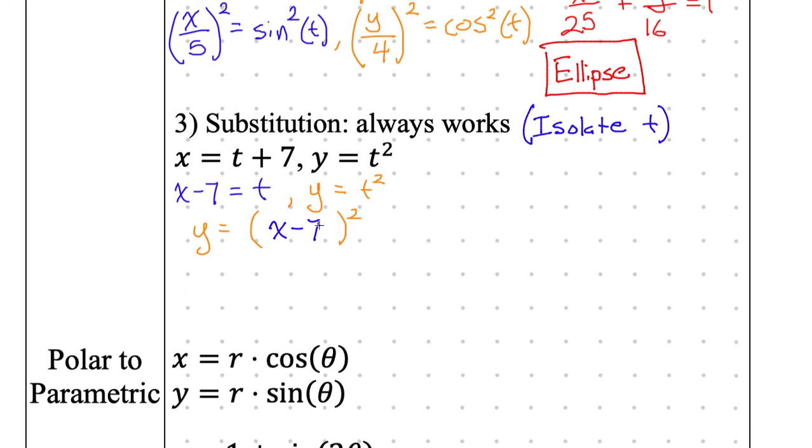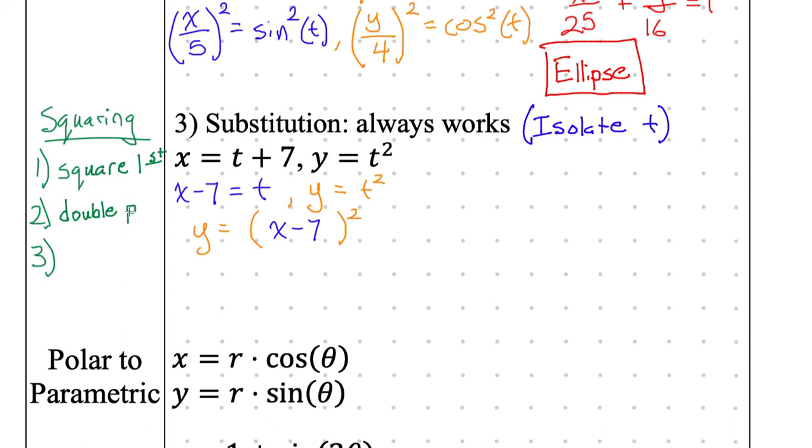I can't tell what function this is yet. It is in Cartesian form, so I'm going to go ahead and square this and see what happens. Again, remember the trick for squaring. There's 3 steps, right? 1, 2, 3 for squaring. This is our shortcut for squaring, which is to square the first. Then double the product. I'm just going to write product like that, and then square the last.